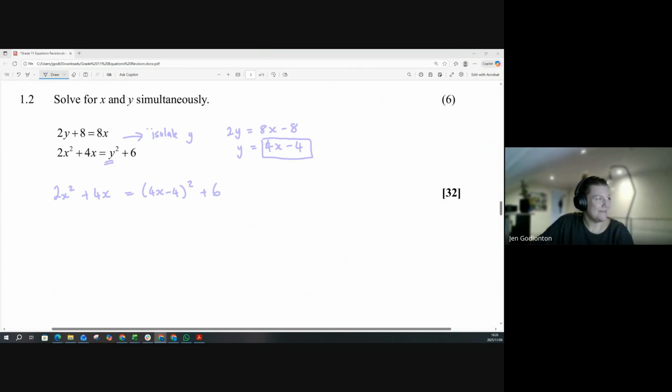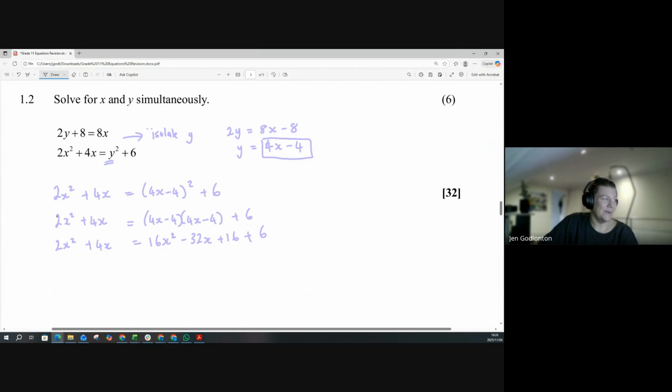Okay, so I'm going to multiply this out. So 2x squared plus 4x is equal to, I'm going to write this bracket out twice so I don't make that mistake, plus my 6. So 2x squared plus 4x is equal to 16x squared minus 32x plus 16 plus 6, which when I simplify gives me 14x squared minus 36x plus 22, which is equal to 0.